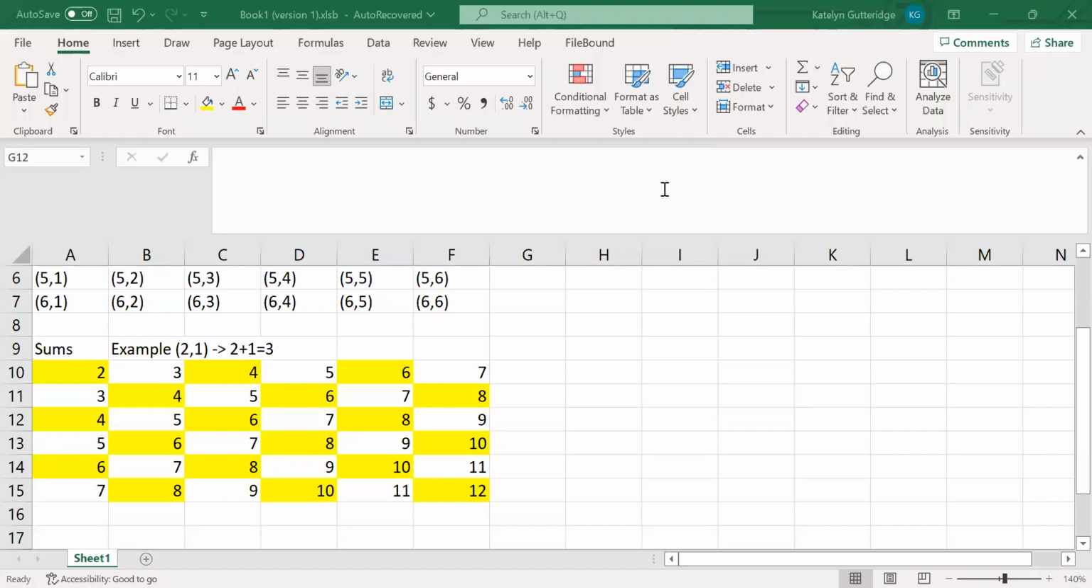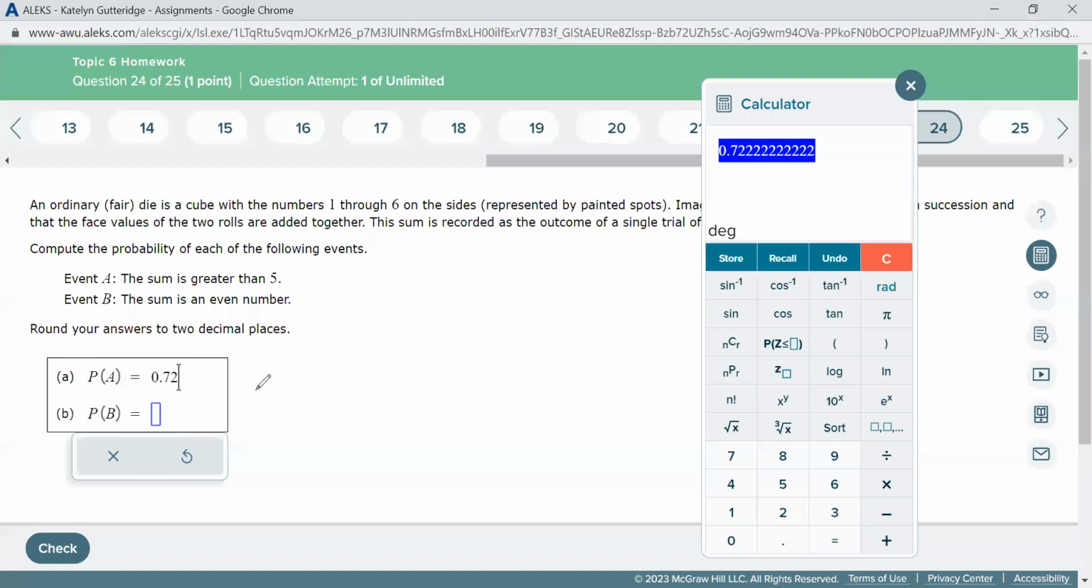I've highlighted everything that's even because we're looking for the probability that the sum is even. Then I count up everything I highlighted, and you should get 18. 18 of the sums are even. So then we go back to Alex. Since we got 18, we are doing 18 divided by 36, and you should get 0.5. Let's pop that in our calculator to double check. 18 divided by 36 gives us 0.5.